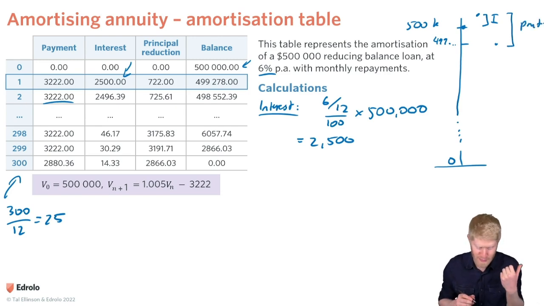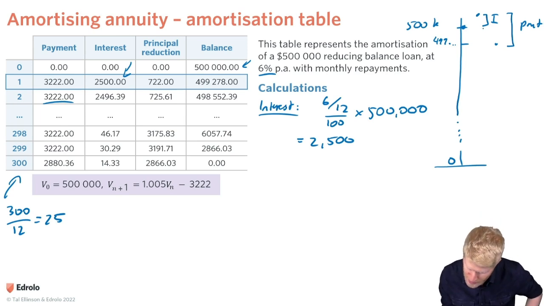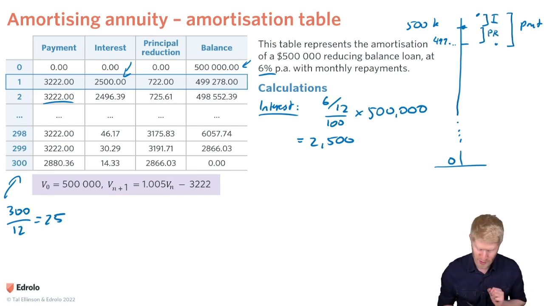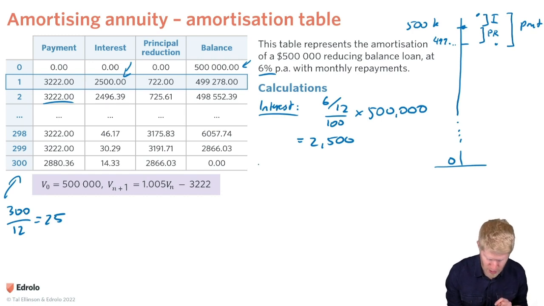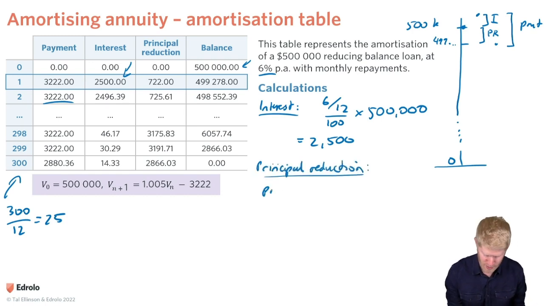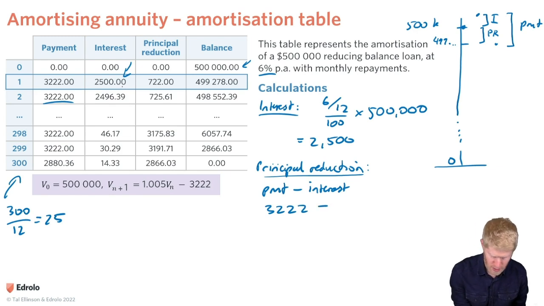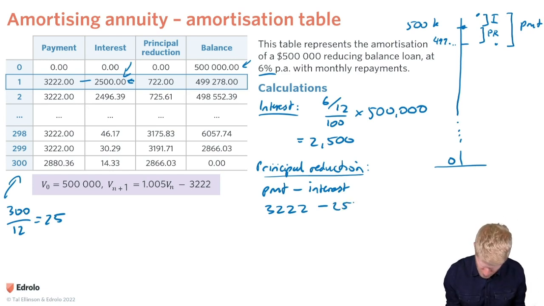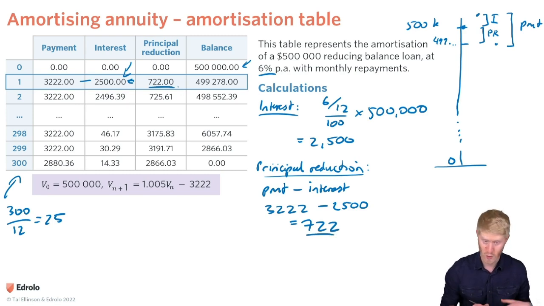If I have received this payment of $3,222 to live off, it didn't all come from the interest. Part of it came from the principal that was sitting in my superannuation, and that's the principal reduction over there. So that's how we work out our principal reduction. It's our payment minus the interest. In this case, $3,222 minus the interest from that month, which was $2,500. And that's what gives us the $722, which was taken out of our balance in that month.